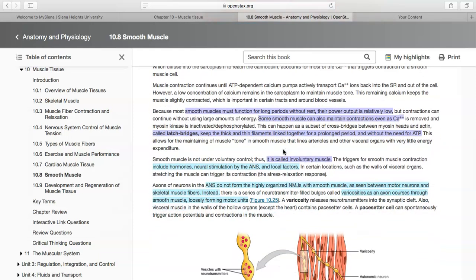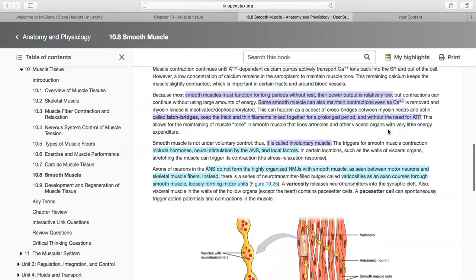Smooth muscles have to function for long periods of time without rest. If you think about the types of things that you find them in, that makes sense. In order to do that, their power output has to be relatively low, so their contractions are able to continue without using large amounts of energy. And interestingly, some smooth muscle can also maintain contractions even as calcium ions are removed. That's kind of counterintuitive, because usually calcium ions are what signal muscle cells to contract.